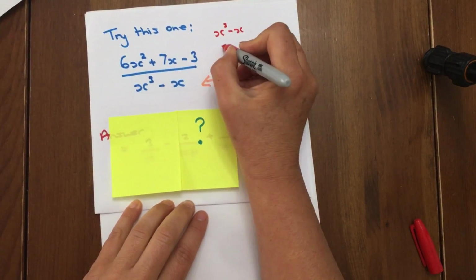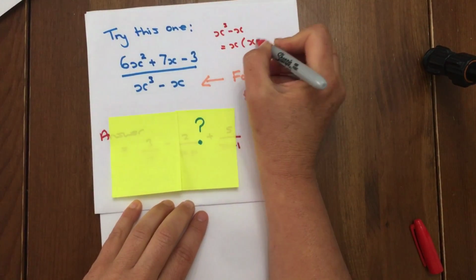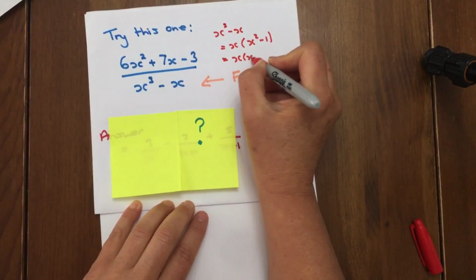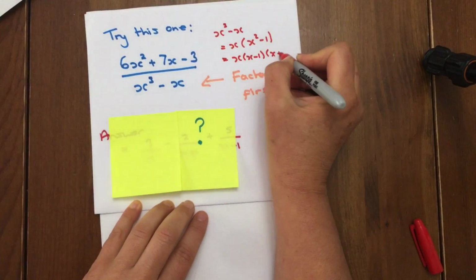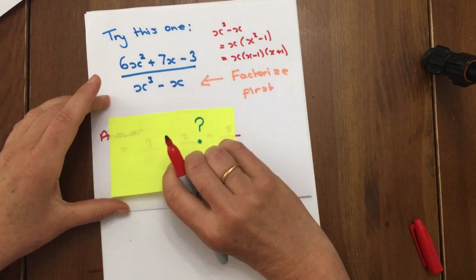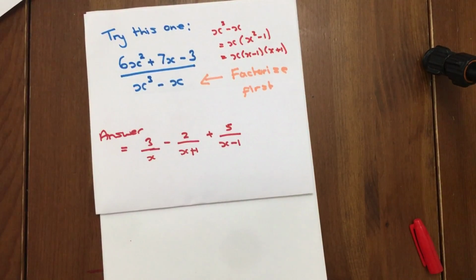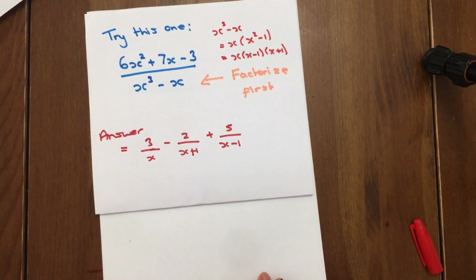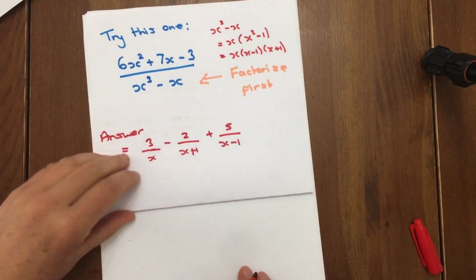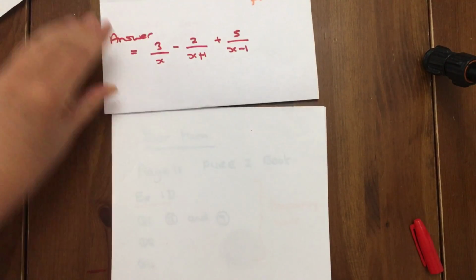x cubed minus x, just take a factor of x out, x squared minus 1, and you can see you've got the difference of two squares. Okay. Now, for those of you who've done that, and you can just go straight to the answer, then you don't have to watch my method, and you can go straight to the end where I've put in what I'd like you to do at home to practice these skills. For those of you who didn't get that answer, I'm going to go through it now.